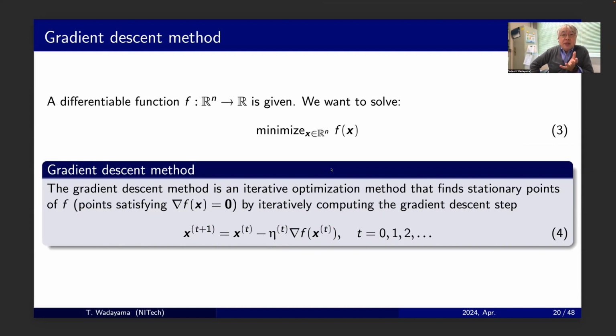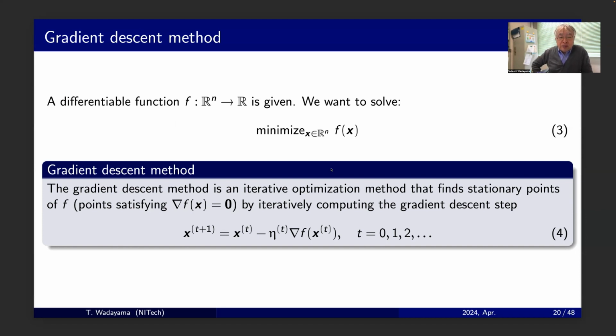The gradient descent method is an iterative optimization method that finds a stationary point of the objective function by iteratively computing the gradient descent step. We can apply deep unfolding to this process by making the step size trainable and using minimal training to optimize them. Okay, let's look at the details. Assume that we have a differentiable function f like this. f is the objective function to be minimized.